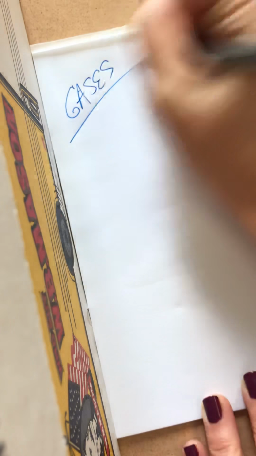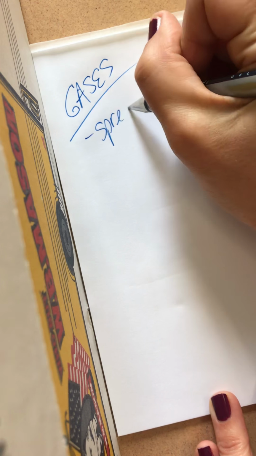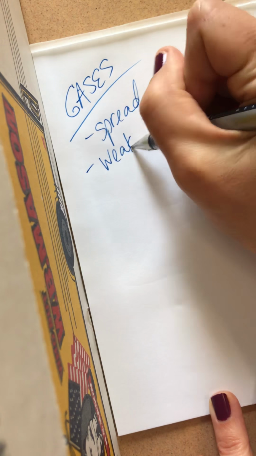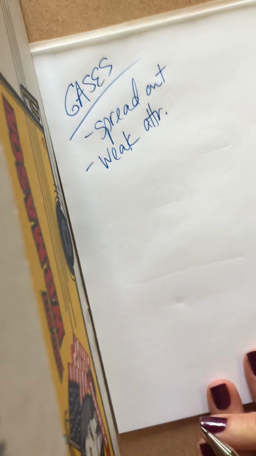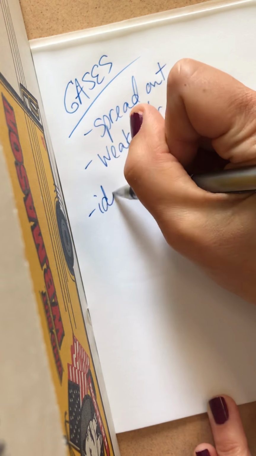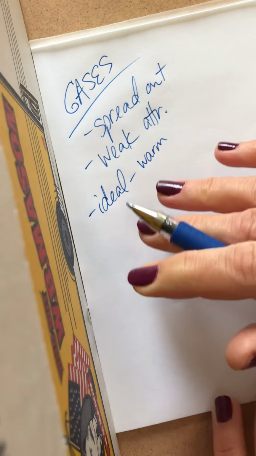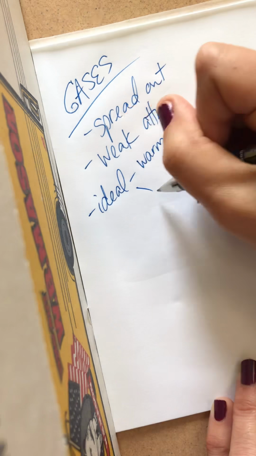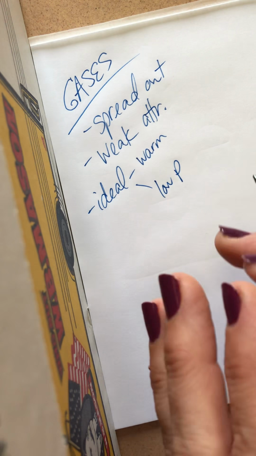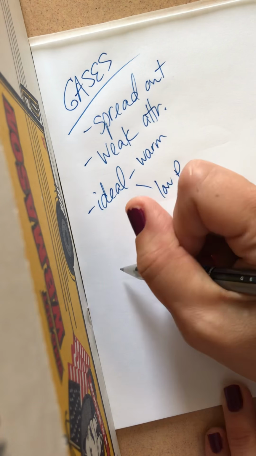Today we're going to talk all about gases. So first thing we have to know is that the goal of a gas is to always spread out. There are very weak attractions between them, so they don't want to be close to each other, they want to spread out. So what is ideal for a gas? Warm temperatures. When it's warm, the molecules move faster and spread out. And low pressure. If there's a lot of pressure, you're going to squeeze gas molecules into a small space. You want to let them spread out. So that is what is ideal.